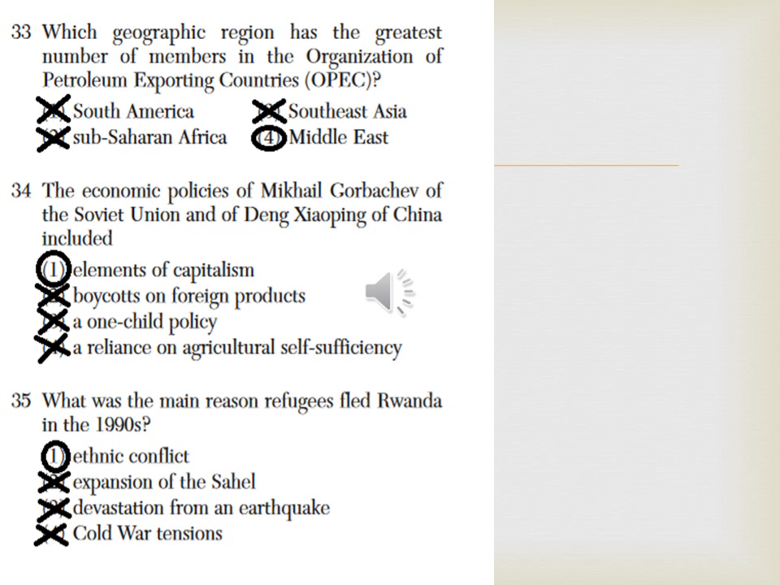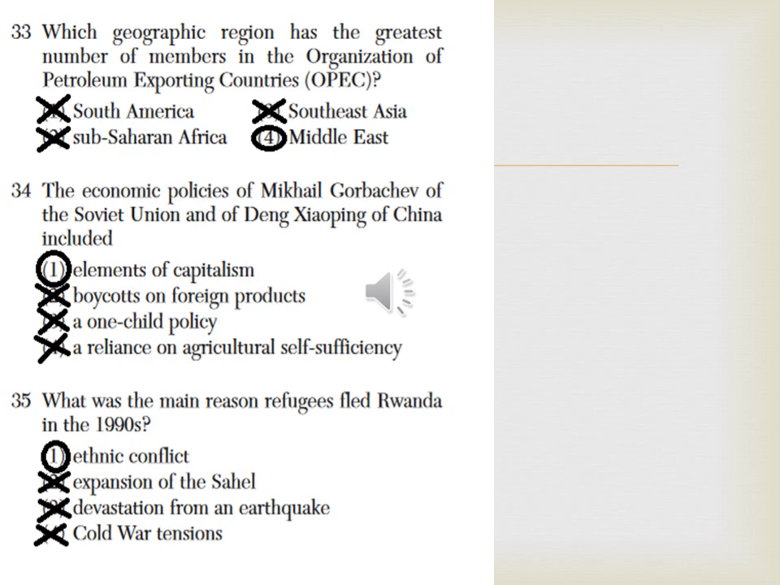Question number 33. Which geographic region has the greatest number of members in the Organization of Petroleum Exporting Countries, also known as OPEC? Is it 1, South America? Is it 2, Sub-Saharan Africa? Is it 3, Southeast Asia? Or is it 4, Middle East? The answer is 4, the Middle East.